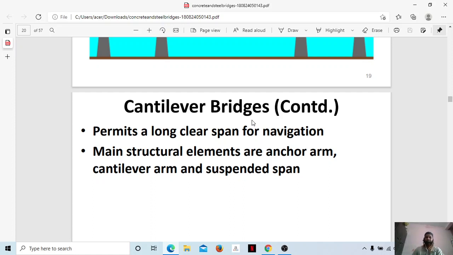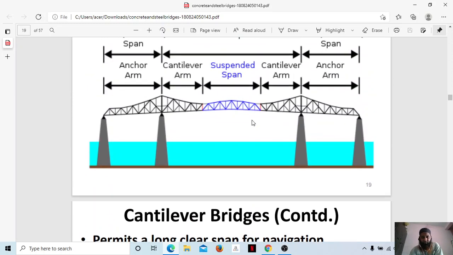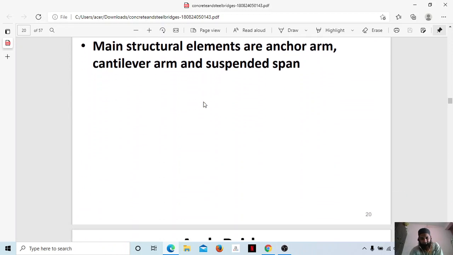Main structural elements are the anchor arm, cantilever arm, and suspended arm. So these are the main structures: anchor arm, suspended arm. You can just see here the anchor arm. This is the suspended span and the cantilever. These are the main structures which connect to each other, thereby forming a cantilever bridge here.